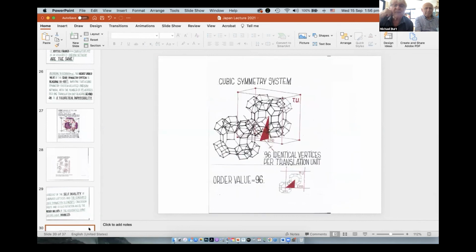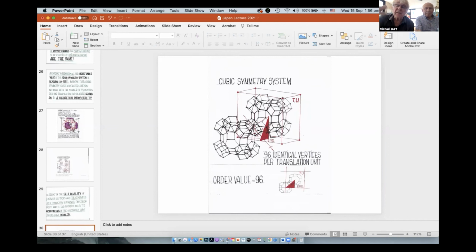Next. And here you see a network which belongs to the cubic symmetry system. And here you see a translation unit. And with this translation unit, you can see 96 identical vertices, not 48.